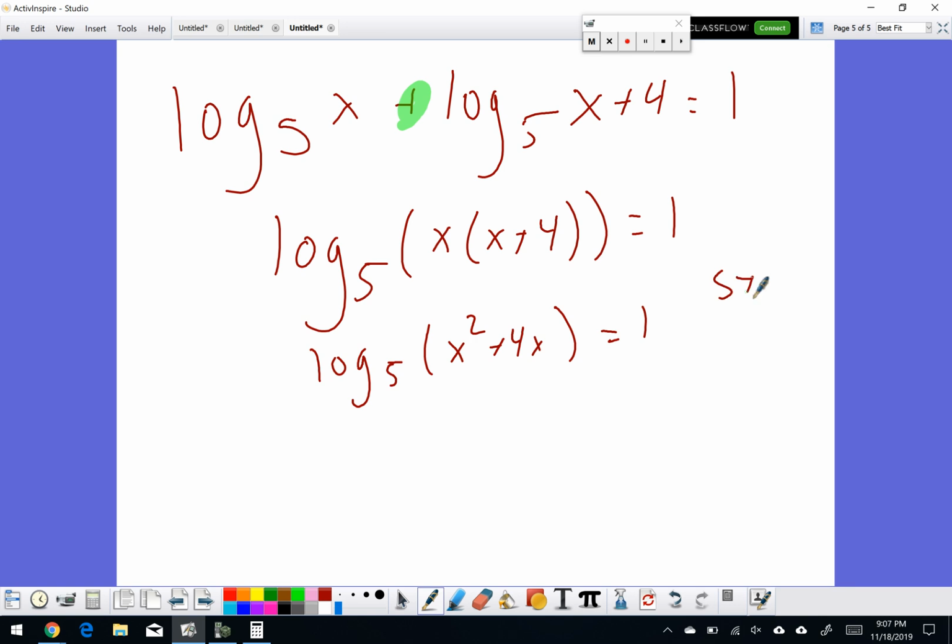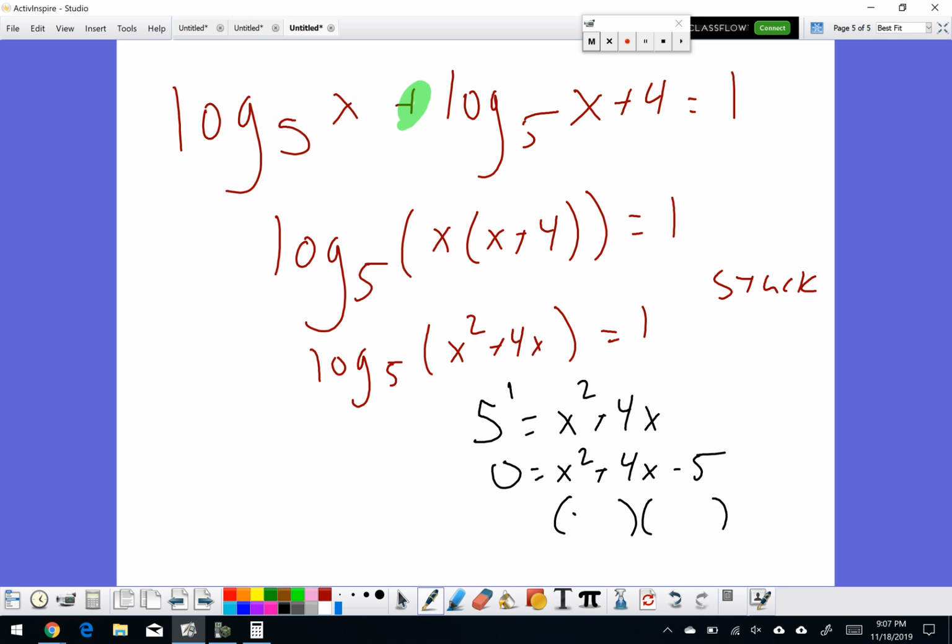Once again, I'm stuck. So I switch. That's 5 to the first equals x squared plus 4x. Get everything to one side. Factor. x equals negative 5 and 1. So make sure I have parentheses around that.